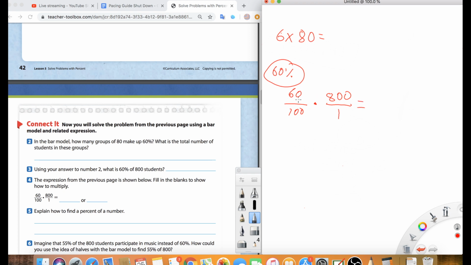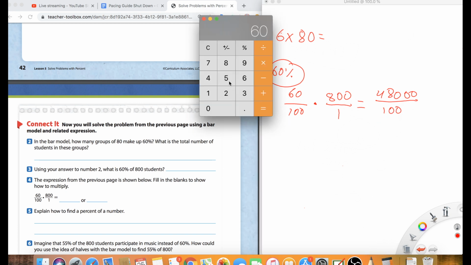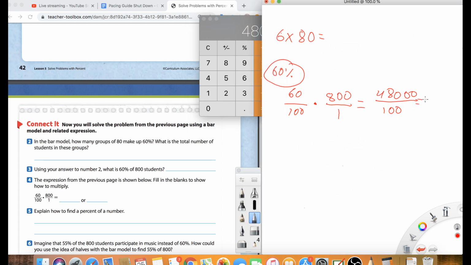So when you do this, you do 6 times 8, which is 48. Then you add the zeros. 6 times 8 is 48. Then we have 1, 2, 3. We have 3 zeros. So we have to add 3 zeros. Then we do 100 times 1, which is just 100. Now, easiest way, divide it in the calculator. 48,000 divided by 100. We should get 480.